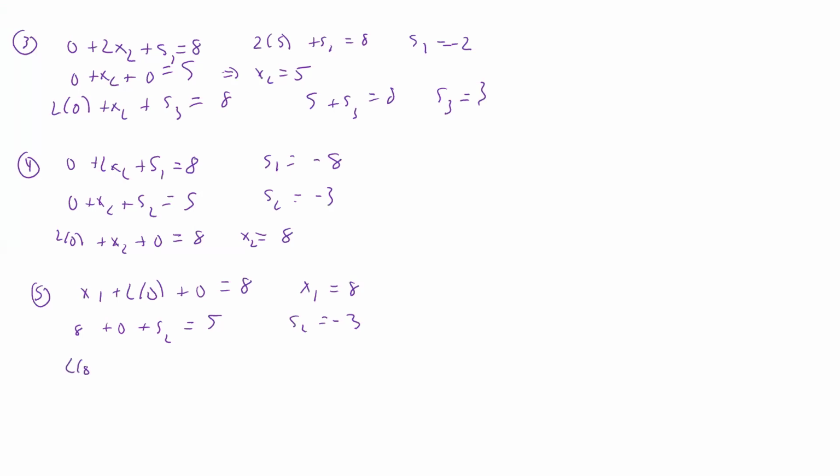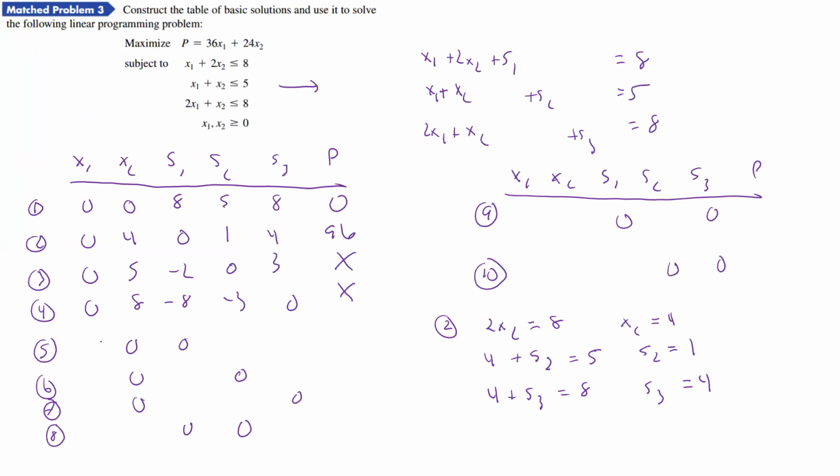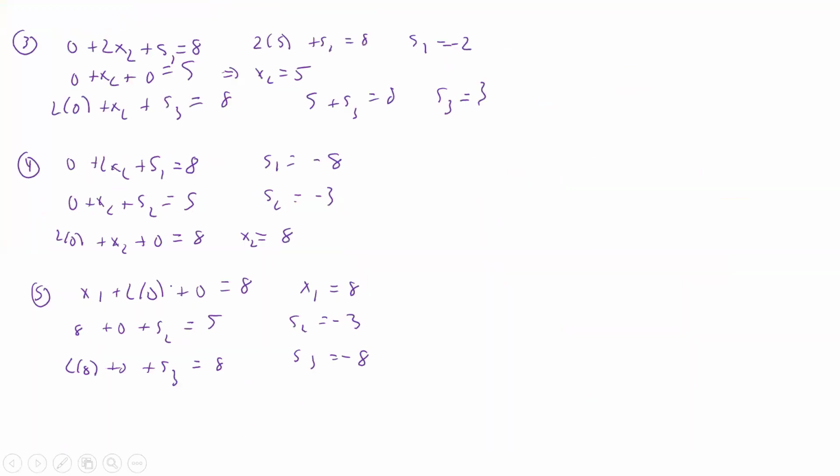And then we have 2 times 8, and then plus 0 plus s3 equals 8. So subtract 8, so s3 equals a negative 8. And so we get 8, negative 3, negative 8. And again, nothing there because we have the x, or we have the negatives. All right, so now we're on to row 6.